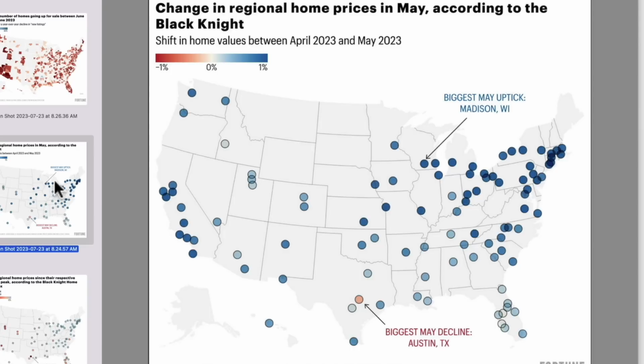Next chart here, change in regional home price in May. This is the shift in home values between April 2023 and May 2023. And the darker the blue, the closer it is to a 1% increase month over month. Look at these regions. The biggest May decline was Austin, Texas. The rest is all blue.